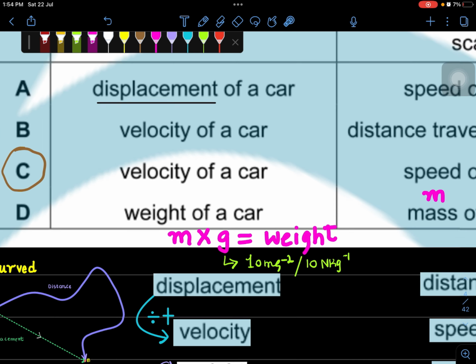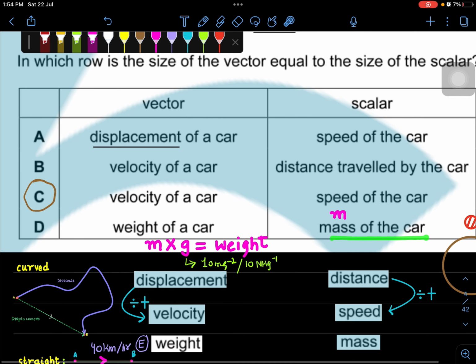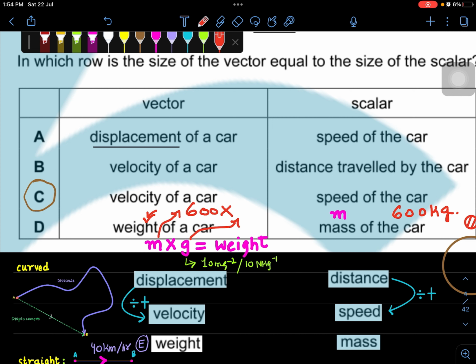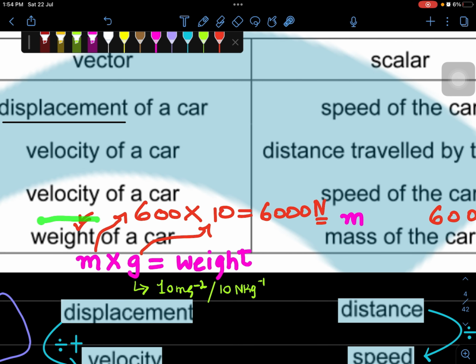So, if the mass of the car is, let's say, 600 kilograms, what will the weight be equal to? The mass, which is 600, multiplied by the value of g, which is 10, equals 6,000 newtons. Okay? For now, just remember that weight is a force, and the SI unit for a force is newtons.